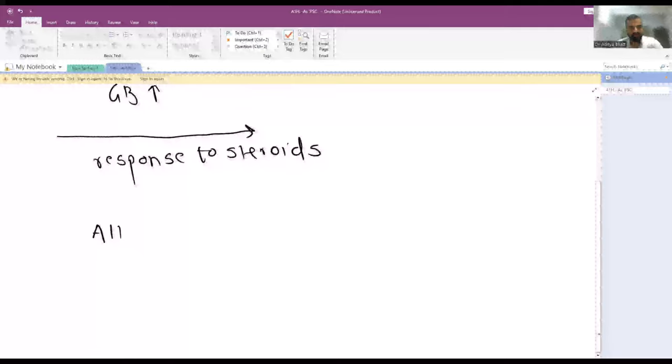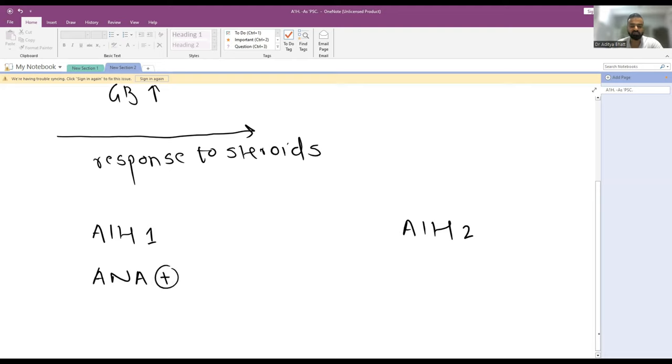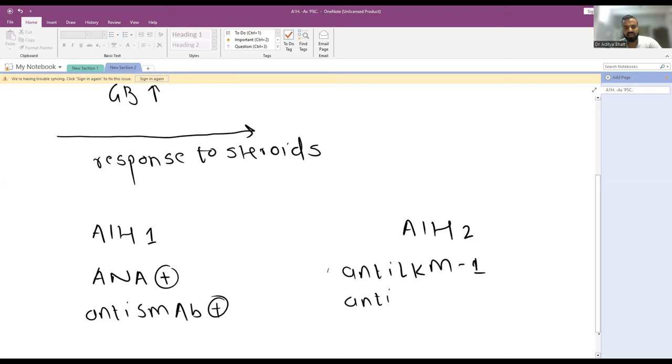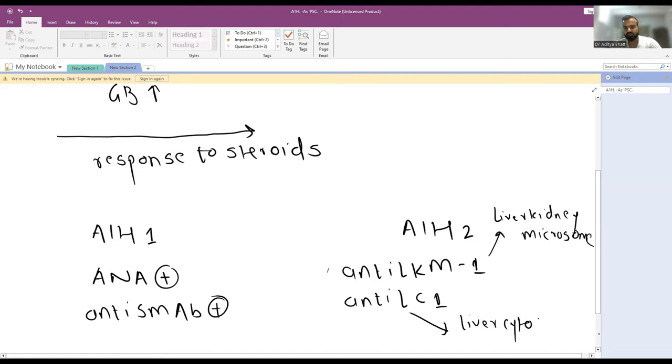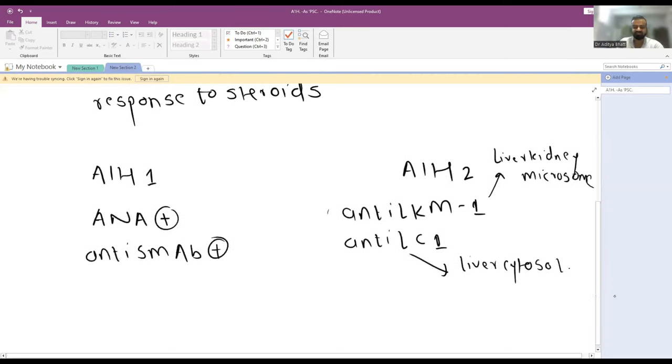Now, AIH, autoimmune hepatitis, is grossly divided into two parts, AIH1 and AIH2. AIH1 is ANA positive, anti-nuclear antibody positive, and anti-smooth muscle, anti-SM antibody positivity is seen in AIH1. While in AIH2, anti-LKM1, liver kidney microsome 1, and anti-LC1 are seen. LC is liver cytosol type 1. So these are the two antibodies that are commonly seen in patients.